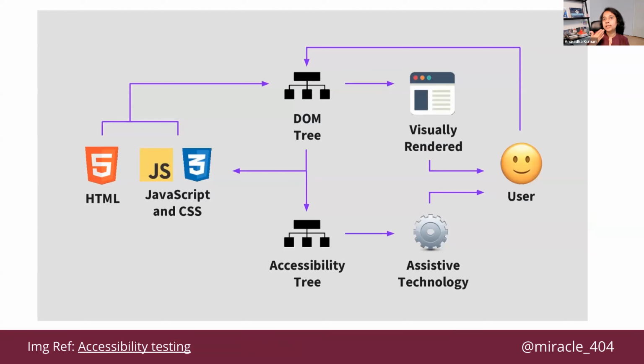And how the whole thing happens is, whenever we create our websites, we use HTML, CSS, and JavaScript, any framework, library, anything, which basically translates everything to a DOM tree, which is used to create a website, which is visually rendered, right? And we can see it as a user. But it also creates the accessibility tree. Now, this is what is passed on to assistive technologies, and these assistive technologies depend upon the accessibility tree to pass on the information to me as a user who is using assistive technology.